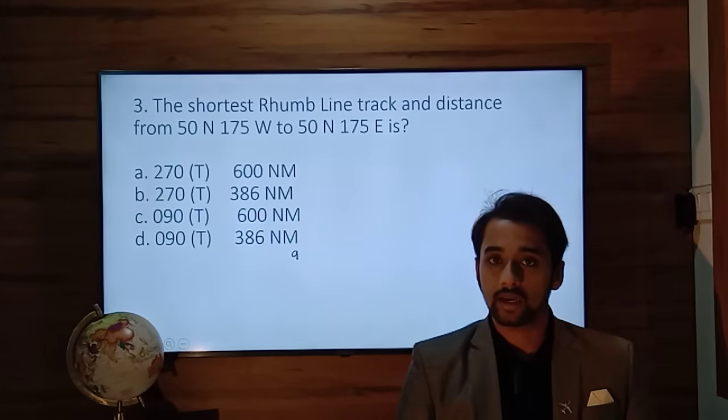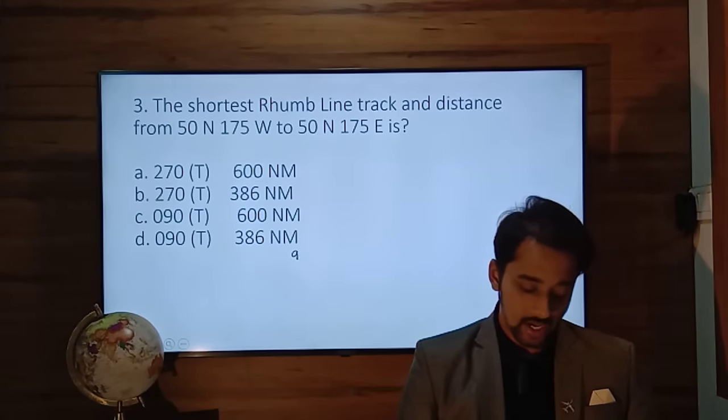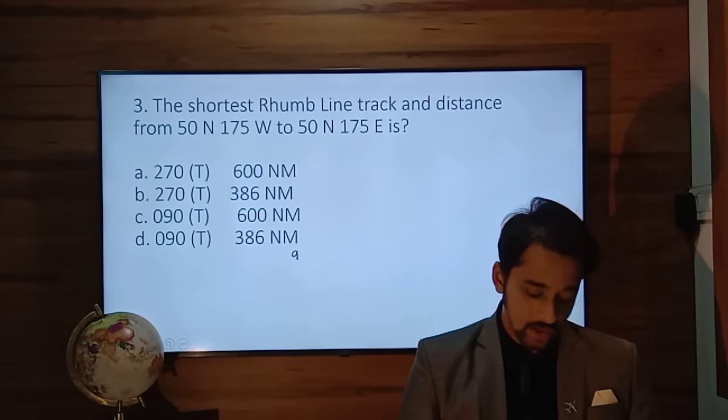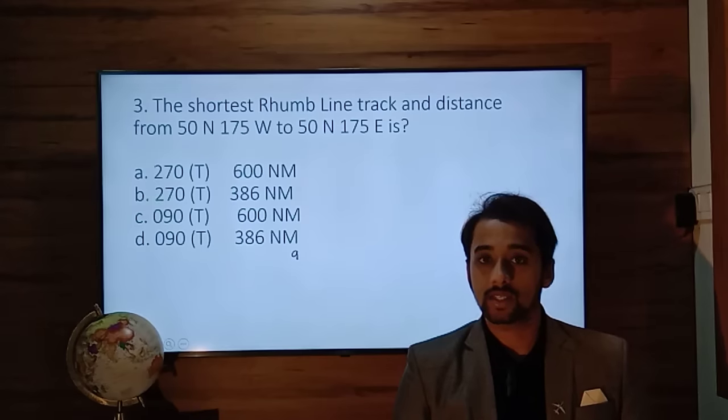Let's go to question number 3. The shortest Rhumb line track and distance from 50 degree north 175 west to 50 degree north 175 east is how much?